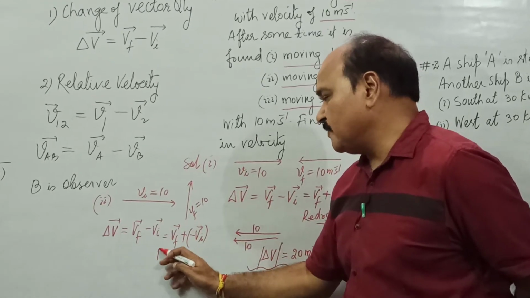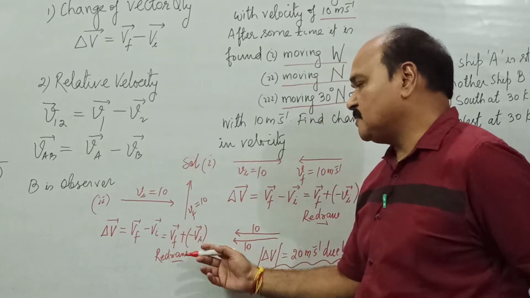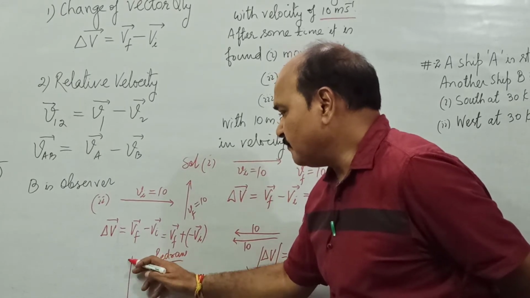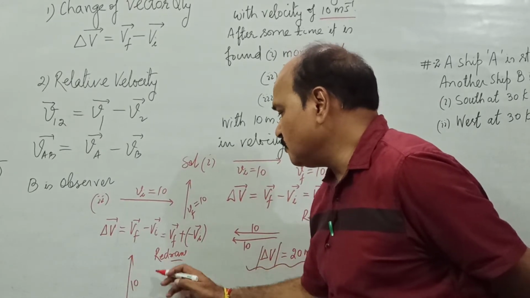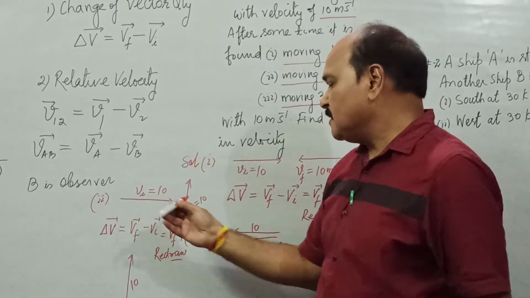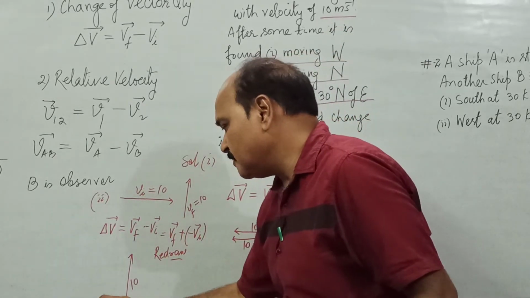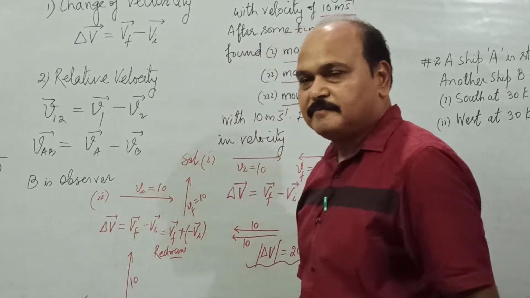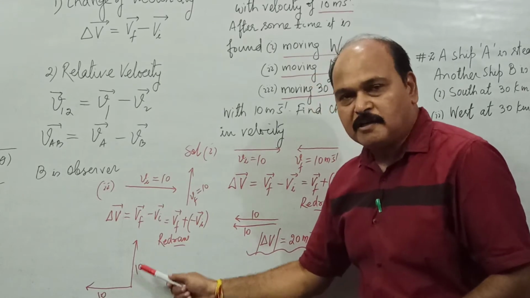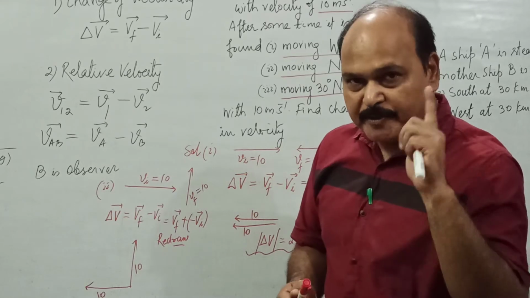Now let us redraw these vectors. And when we redraw these vectors, VF remains as it is. This is VF as it is due north. And what about VI? VI is due east, and minus VI is going to be what? Due west. This is 10, due west. So VF minus VI is sum of these two vectors. And forget about everything. Let us look at these vectors. These are two vectors which are perpendicular to each other.